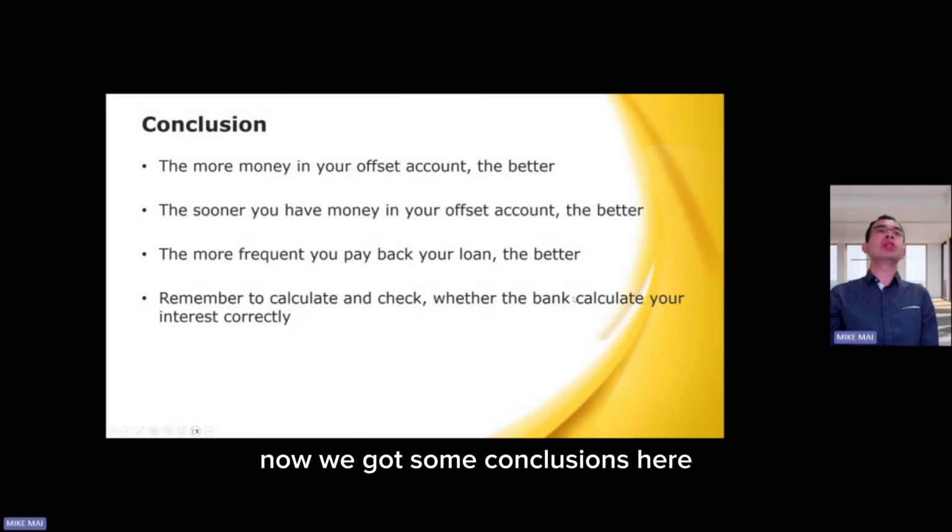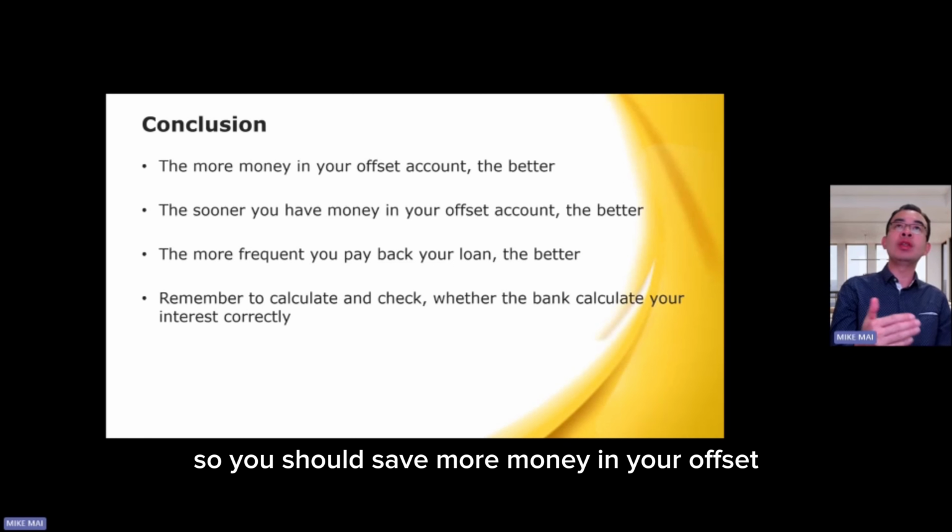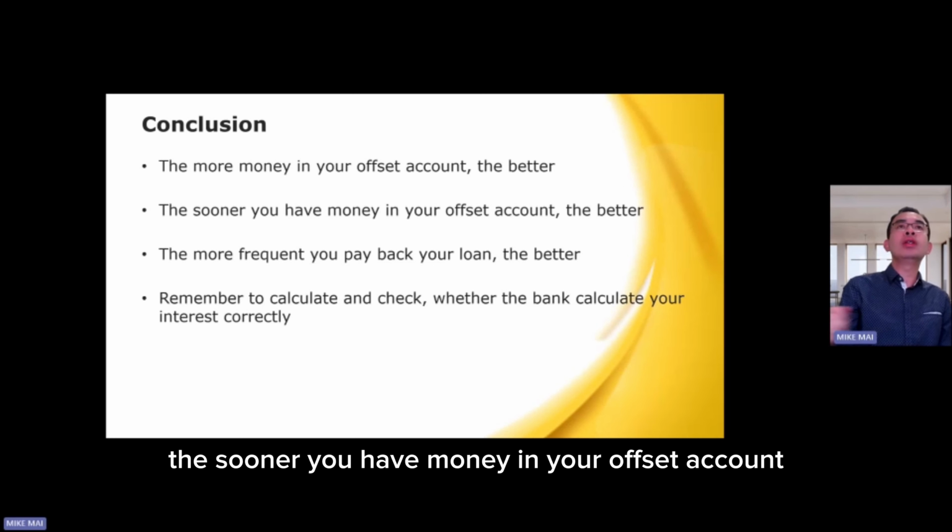Now, we got some conclusions here. The more money in your offset account, the better. So you should save more money in your offset. The sooner you have money in your offset account, the better.